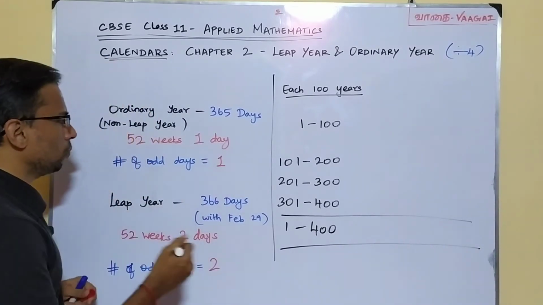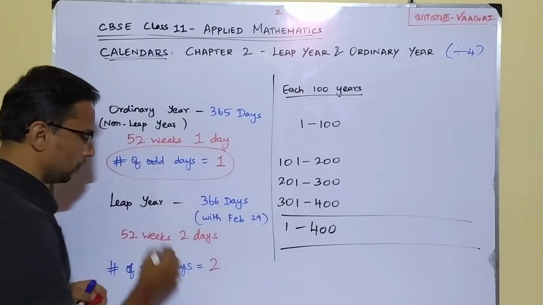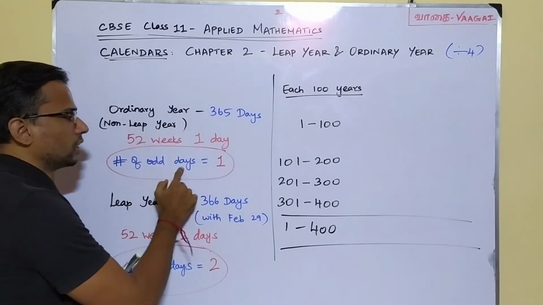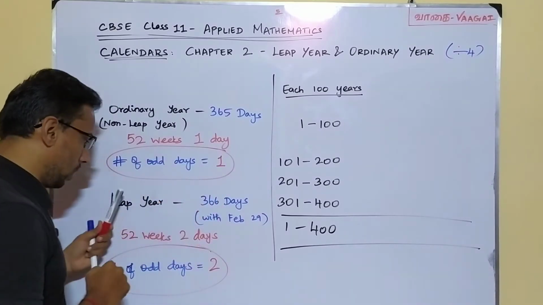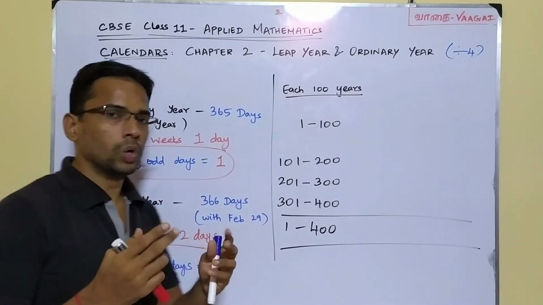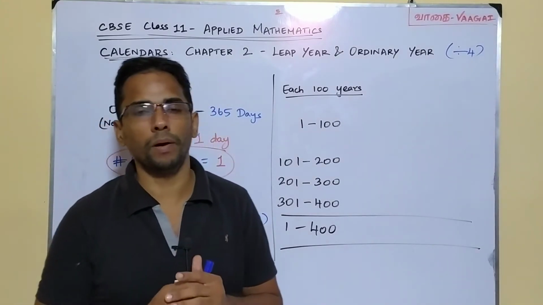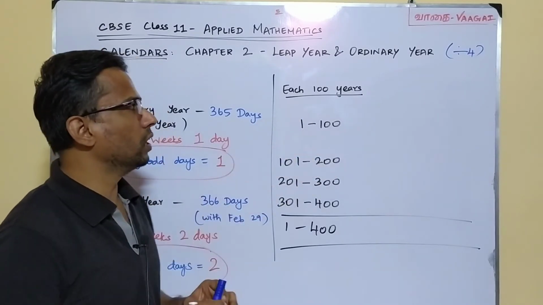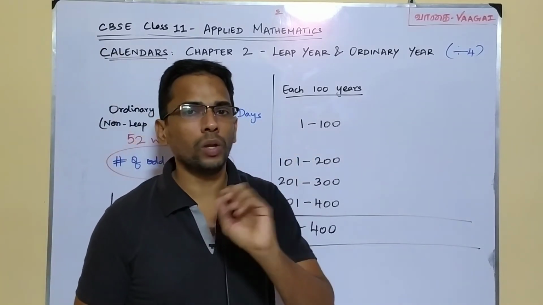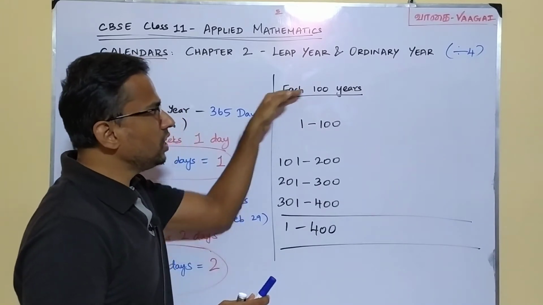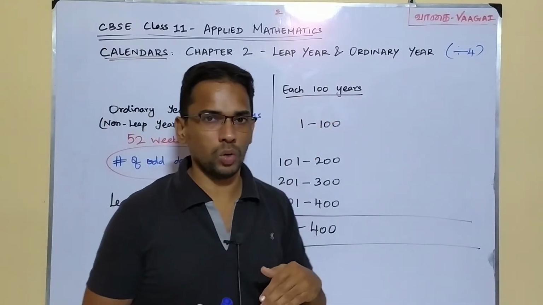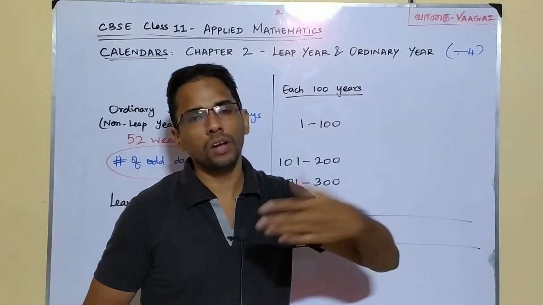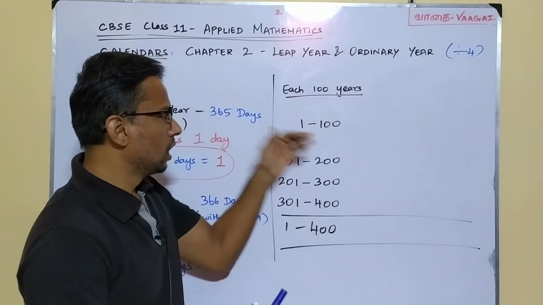So these 2 points are very important for you to remember. Let me just highlight them. For an ordinary year, the number of odd days is 1 day, and for a leap year, the number of odd days is 2 days. This is what you have to strongly remember. With this concept, let's now calculate the number of odd days for each of the 100 years. This interesting calculation will also be useful for our future calculations.